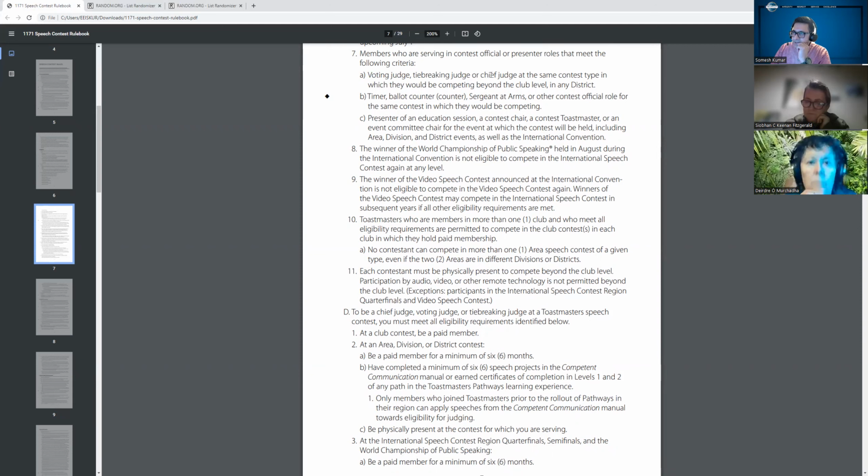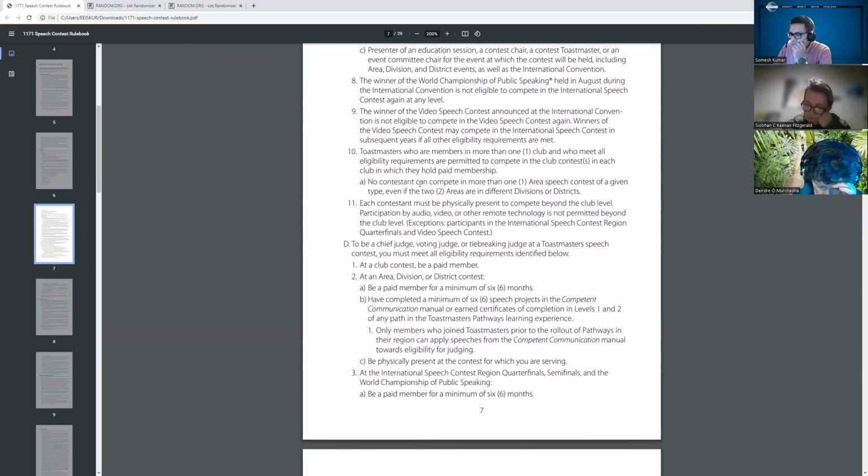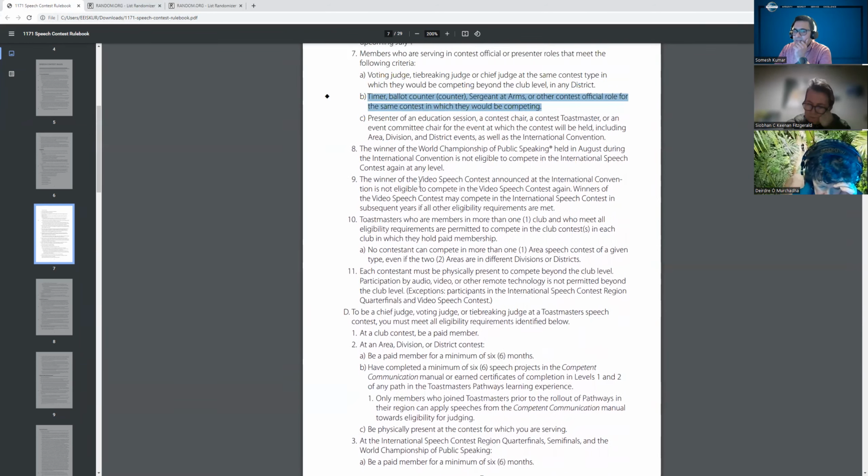Voting judge, tie-breaking judge, or chief judge at the same contest type in which they would be competing beyond the club level. See here, it's quite clear actually. So it's beyond the club level. I'd better check. So you cannot do that role in area, division, or district, but you can do it in a club contest. Timer, ballot counter, sergeant at arms, or other for the same contest in which they would be competing. Yeah, I think this was one thing.